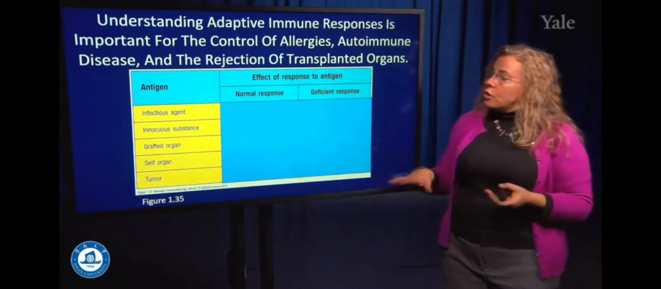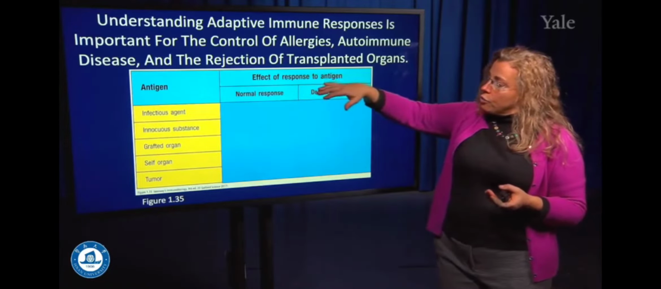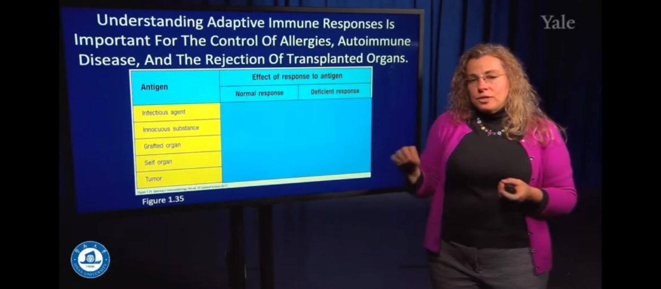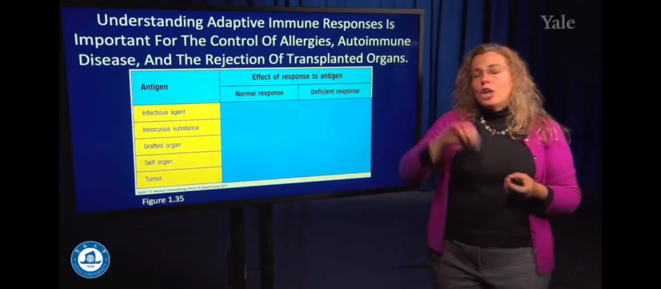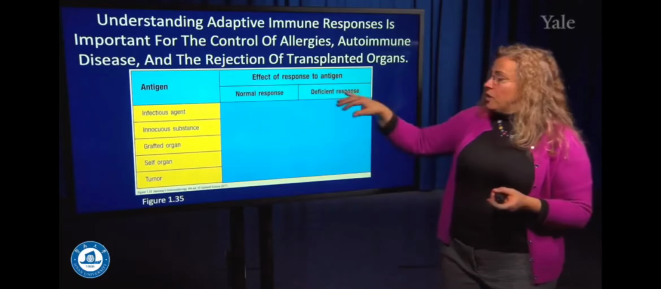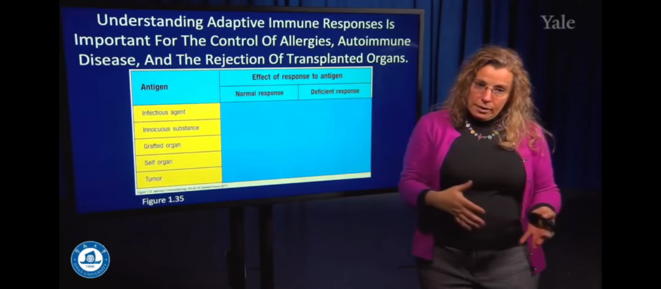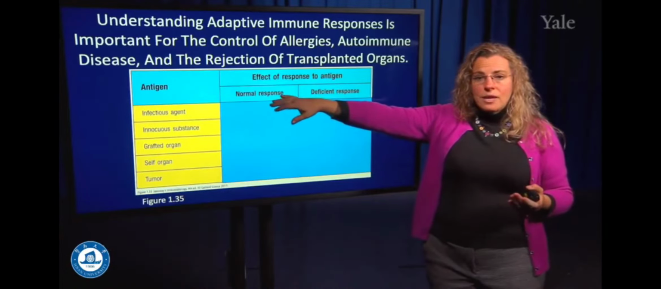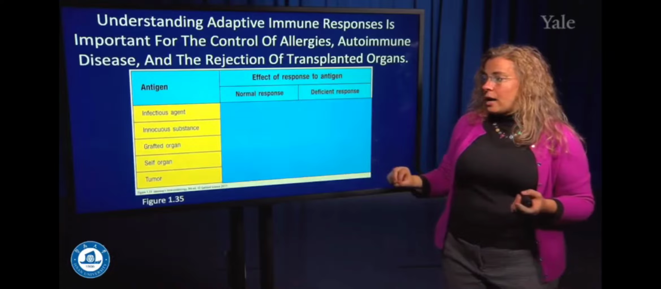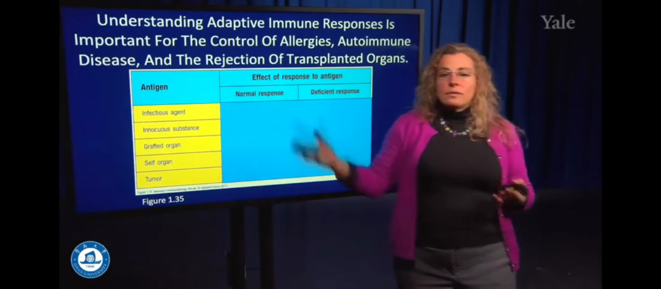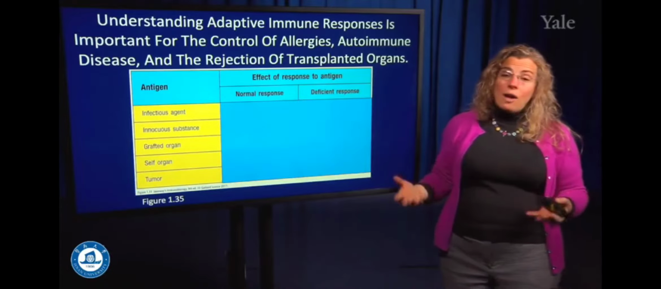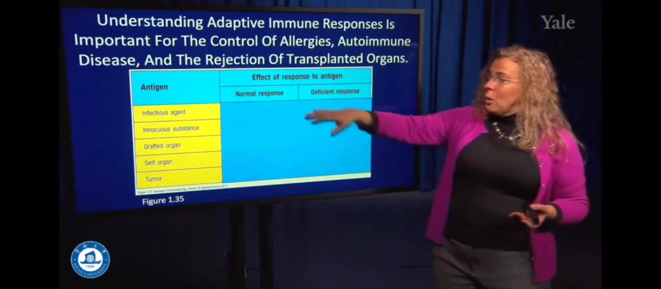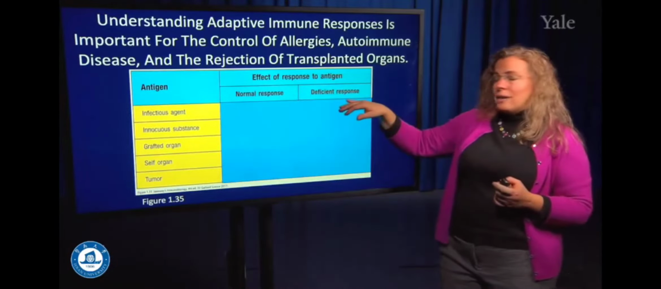So the response to an antigen, the normal response, is what the adaptive immune system always wants to do. It basically always wants to respond. So a deficient response would be that it is not responding. As you can imagine, though, sometimes you don't want a normal response. Sometimes you don't want the immune system turned on. For instance, here this says innocuous substance. That's like the food you eat. You do not want to turn on the immune response to the food you eat. So you actually don't want a normal response there. You would want a deficient response.